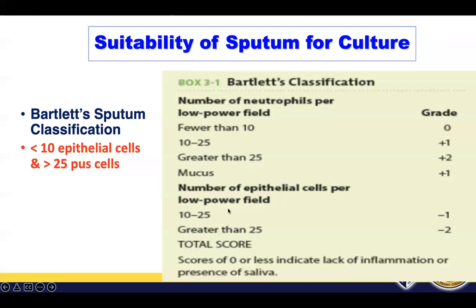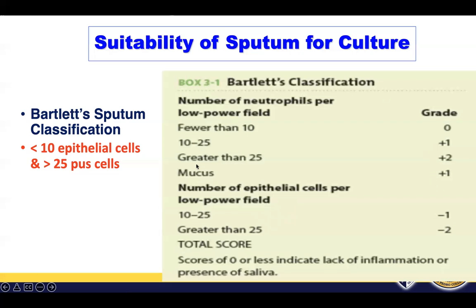Now, for the number of epithelial cells per low power field, if you're able to count 10 to 25 epithelial cells per low power field, that's -1. If you count more than 25 epithelial cells per low power field, that's -2. We subtract this from the grade given here.